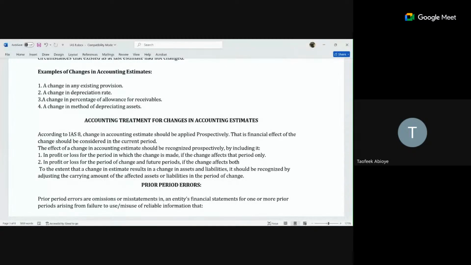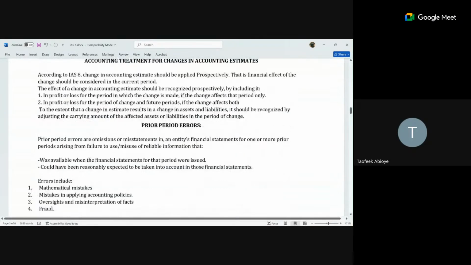So in the period you are preparing your financial statements, if you have adjusted the useful life, or you have adjusted your provision for bad debt, that change affects the period under review. So the effect of that change should be recognized in the period that it affects.